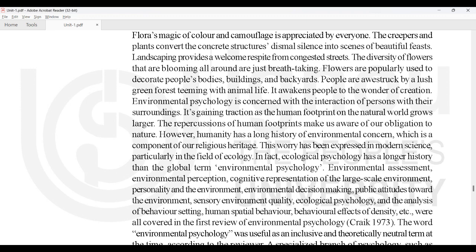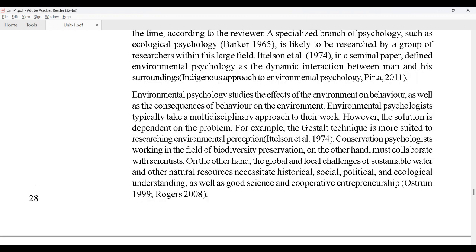Environmental assessment, environmental perception, cognitive representation of the large-scale environment, personality and the environment, environmental decision-making, public attitudes toward the environment, sensory environment quality, ecological psychology, and the analysis of behavior setting, human spatial behavior, behavioral effects of density, etc., were all covered in the first review of environmental psychology. The term environmental psychology was useful as an inclusive and theoretically neutral term at the time, according to the reviewer.